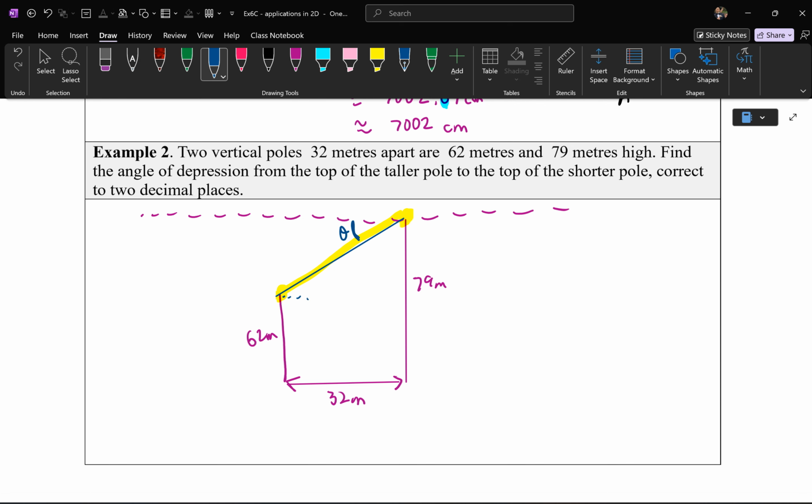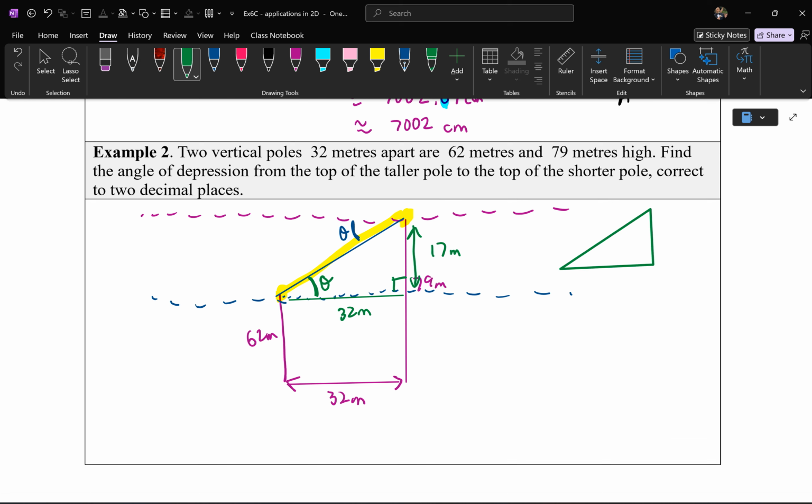So what we can see is if I did a horizontal line over here as well, so it's parallel, we know that the angle of depression is equivalent to the angle of elevation, alternate angles. So that's why I know this angle here is also theta. From that point, we can now solve because we've got a right angle triangle. We know that this length here is 32. How do I find the height? Very good. 79 minus 62. And what's 79 minus 62? 17.